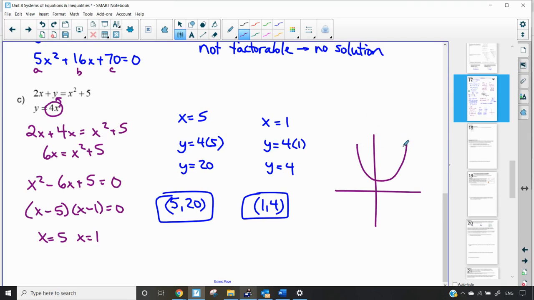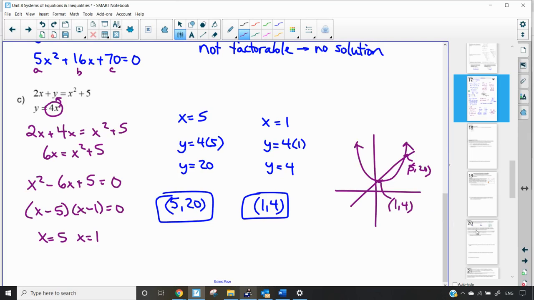And just sketching my solution there. I have those two intersection points. And I'm not too worried about scale. Again, it's just to show that you understand the overall shape of the graph and where those intersection points are occurring. All right, so now we've done a few examples on substitution and elimination.